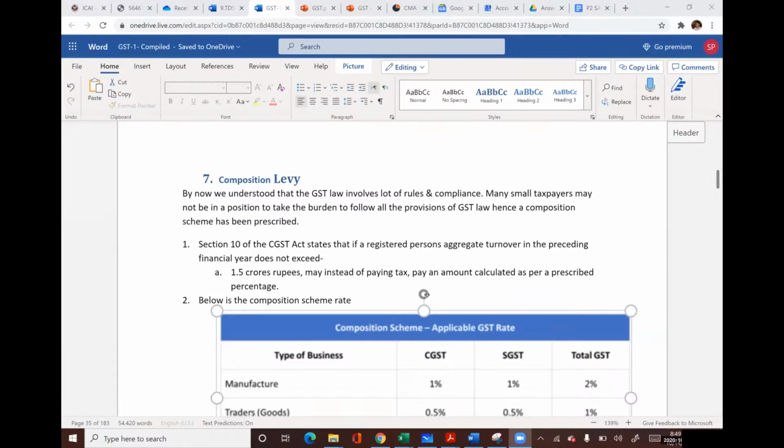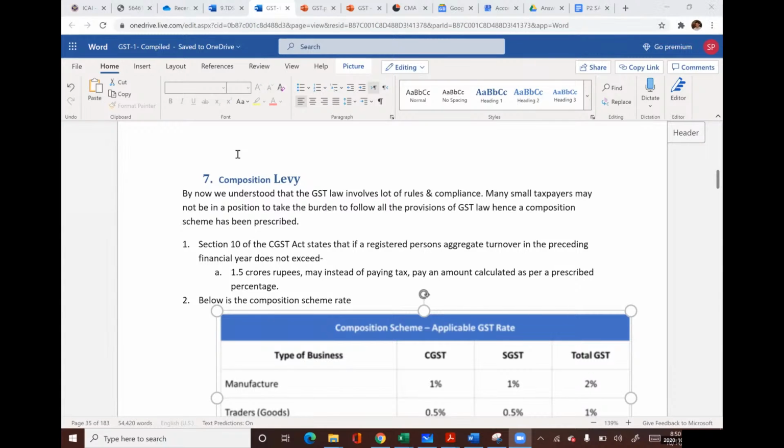Sir, your screen. Composition levy. I know we understood that the GST law involves lots of rules and compliance. Many small taxpayers may not be in a position to take the burden. We're not getting your voice. Should I give it to Monisha? Yes, sir.